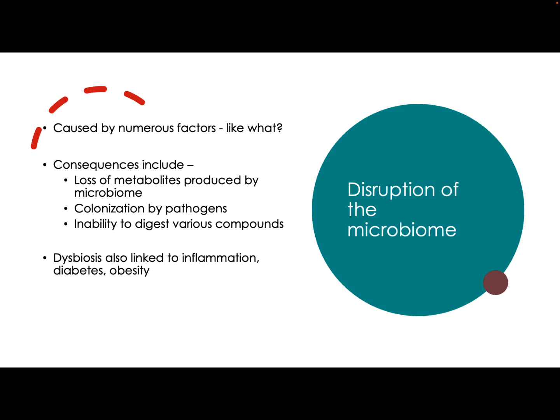They've done a lot of studies, again, in cattle, where if you disrupt the cow's stomach microbiome, they can't digest cellulose anymore. And again, scientists are really looking for these connections. There's a lot of correlation. So we know that dysbiosis is correlated with inflammation, with diabetes, with obesity.